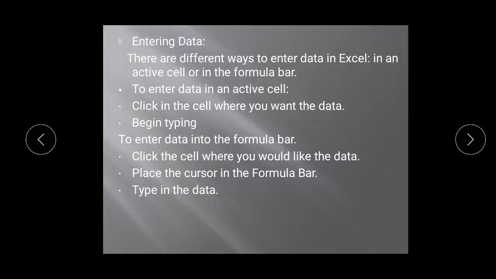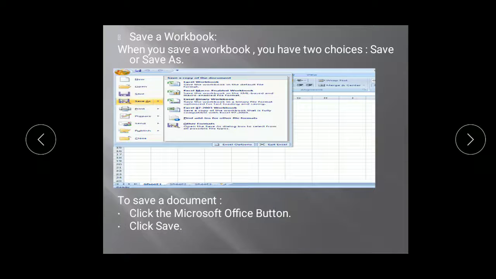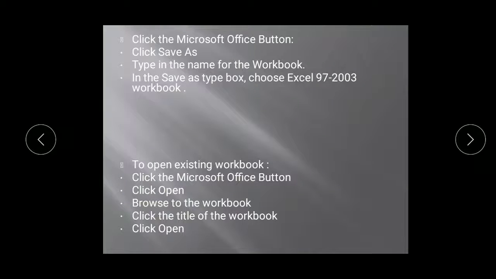The next is entering the data into the Excel sheet. You can enter the data into the Excel sheet in an active cell or in the formula bar. So there is an active cell as well as a formula bar. I will show you. These are the cells, intersections of rows and columns, and this bar which you are seeing, the empty bar, because of the dialog box it's not visible, is called the formula bar. Even if you select that cell and start typing in the formula bar, that will be seen in your Excel cell.